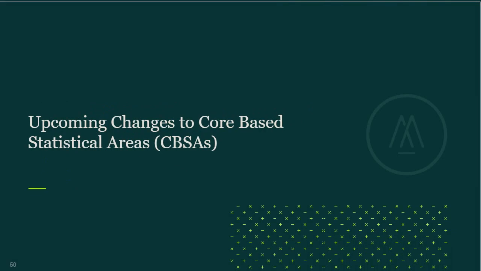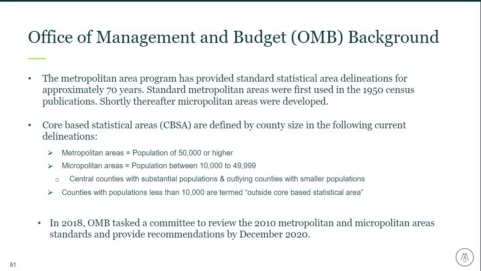Okay, I'm going to be discussing upcoming changes to the core-based statistical areas, CBSAs. Office of Management and Budget, OMB background. This program has been around for about 70 years for finding statistical data. Standard metropolitan areas were first used in the 1950 census publications. Shortly thereafter, the micropolitan areas were developed.